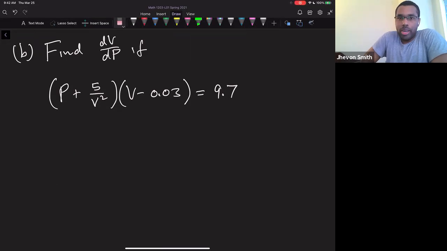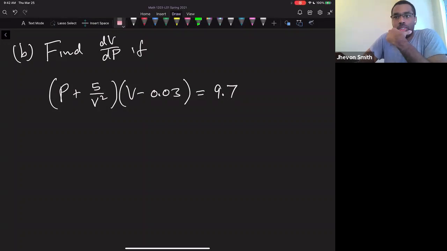Now, at first, that might seem like a totally random thing to write down. Like, why did I put 0.03 and 9.7? Couldn't I just put whole numbers? It turns out that this is actually a thing. Like, I didn't make this equation up. Does anyone recognize this? No, doesn't strike a chord with anybody?